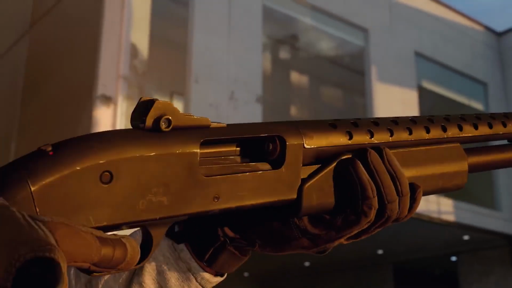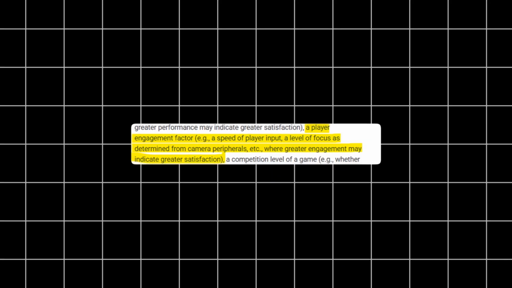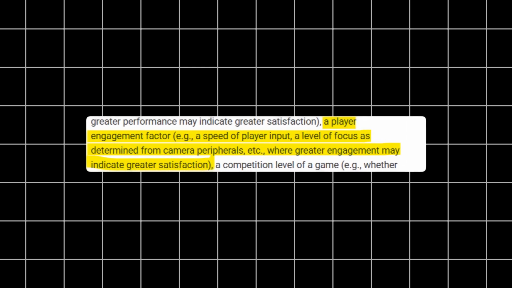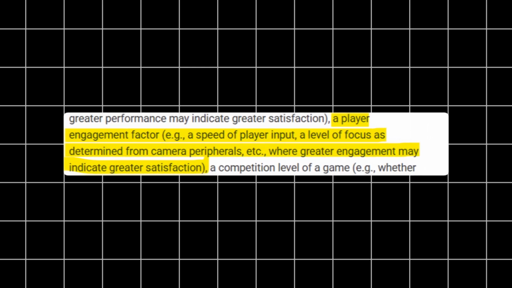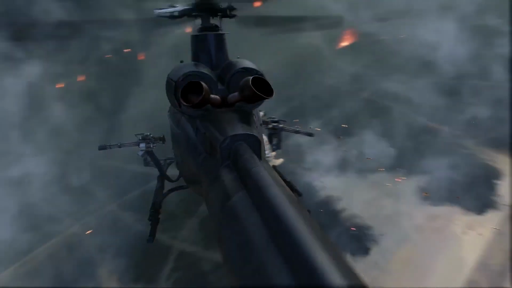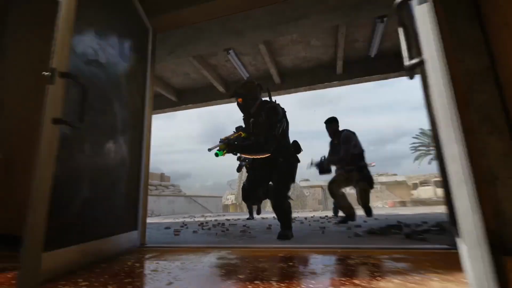And here's where things take a disturbing turn. "A player engagement factor, e.g., the speed of player input, a level of focus as determined from camera peripherals, etc., where greater engagement may indicate greater satisfaction." Yes, you heard that right. Activision has designed a system that actively analyzes a player's emotional state through their camera.